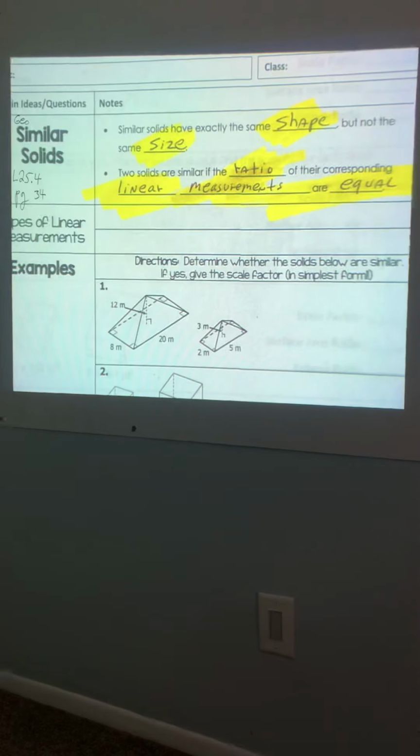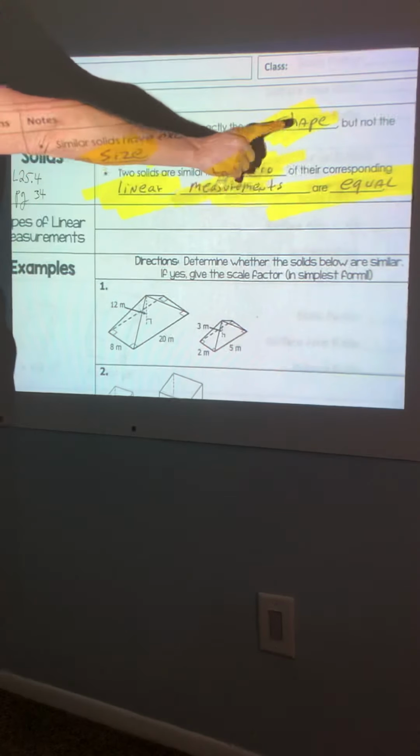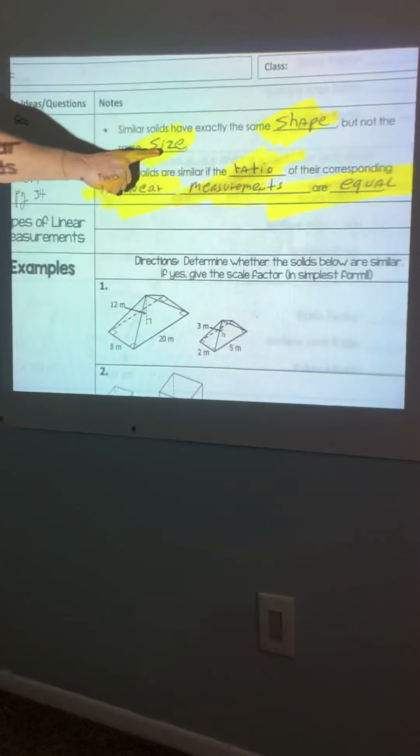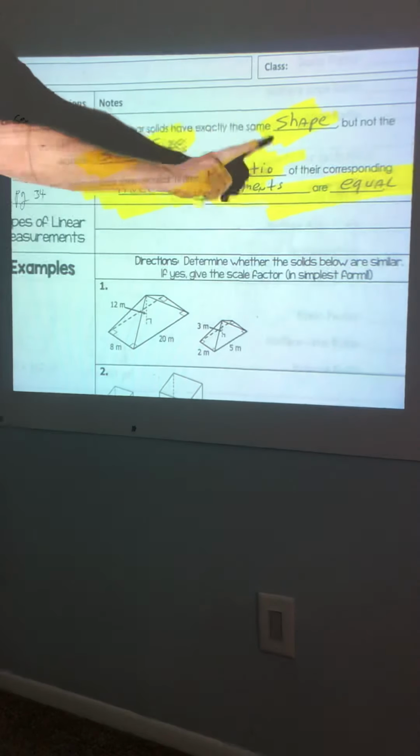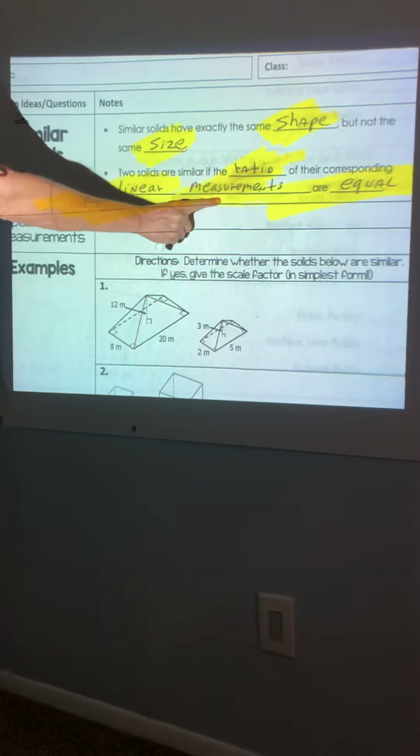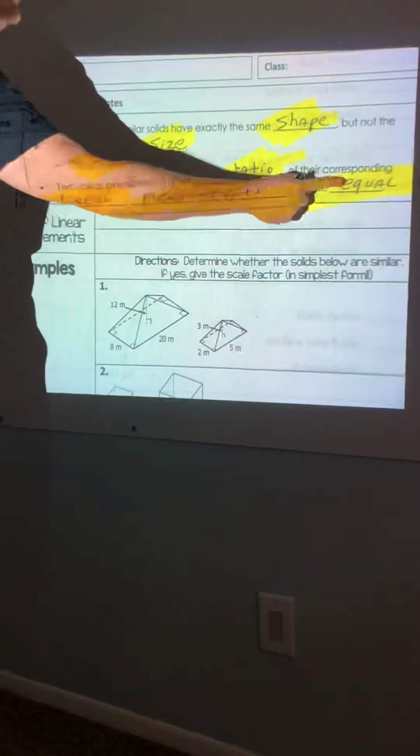All right, so we did similar triangles. We did similar polygons. Now we're going to do similar solids, or three-dimensional shapes. You know what similar means, okay? Write this in there. Similar solids are going to have the same shape, but not the same size. Then the ratio of their parts are going to simplify and be equal. So two solids are similar if the ratio of their corresponding linear measurements, that's their parts, are equal.